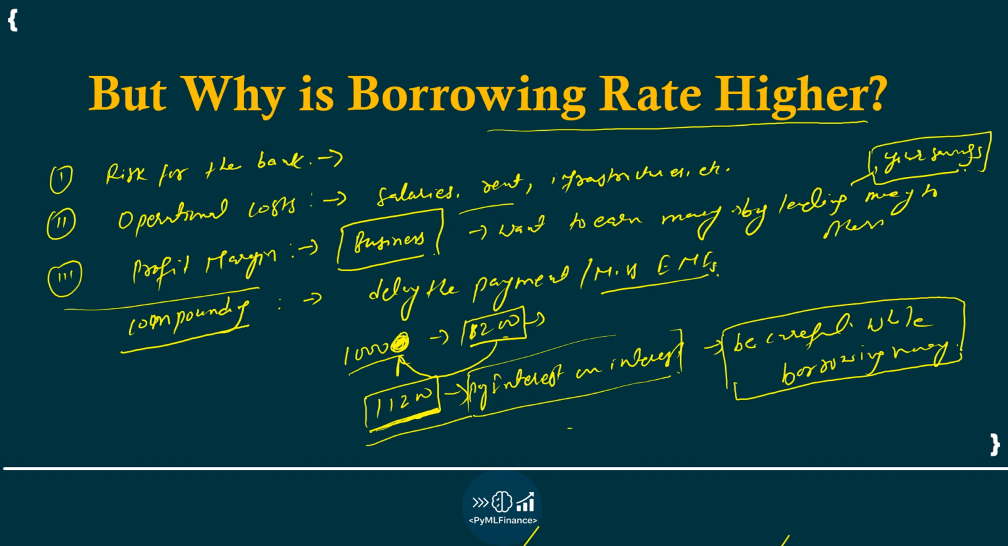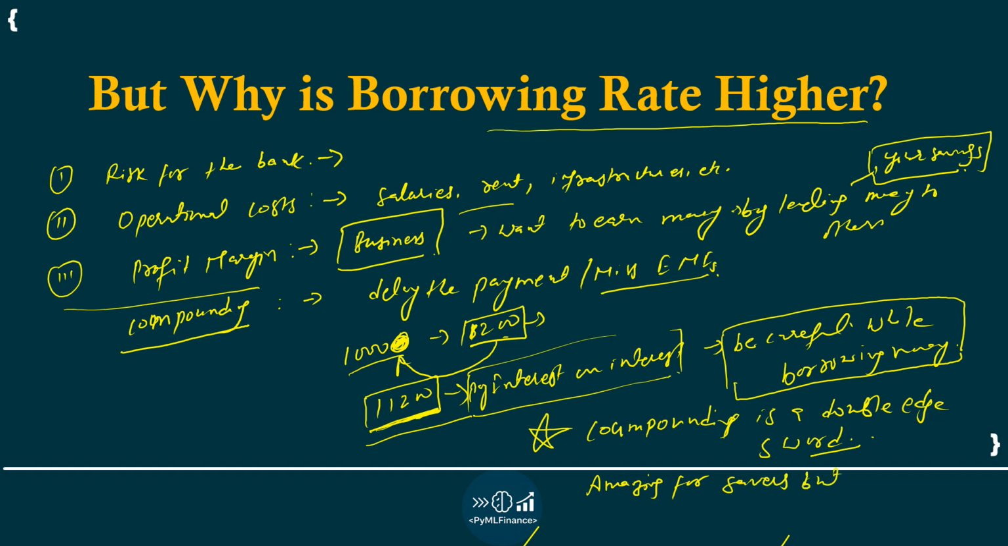So you can note it down: compounding is a double-edged sword. It is amazing for savers but very dangerous for careless borrowers. If you are a careless borrower, you will end up paying more and more.